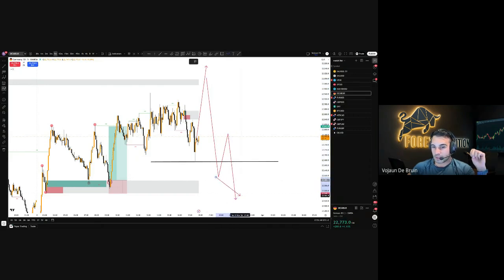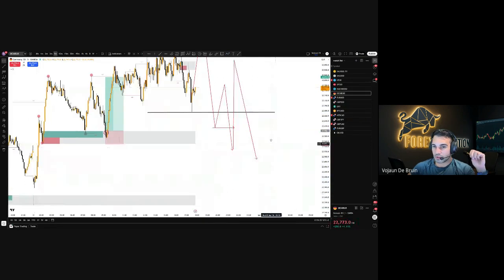It will sweep that area. Price will then flip, tap into a POI, SND, fair value gap, something in that area. Sweep this liquidity and then continue the trend down.